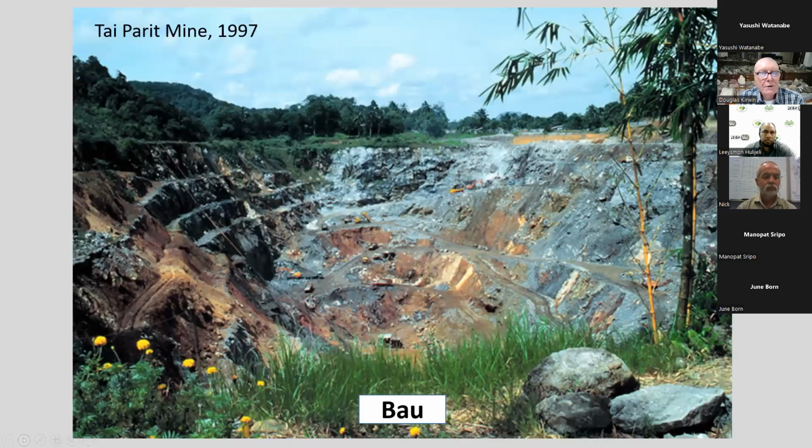This is a photo I took at the Tai Parrot mine when it was last in production around the 1990s. It was mined by open pit methods, and it ceased production, I think, around 2000, more or less.